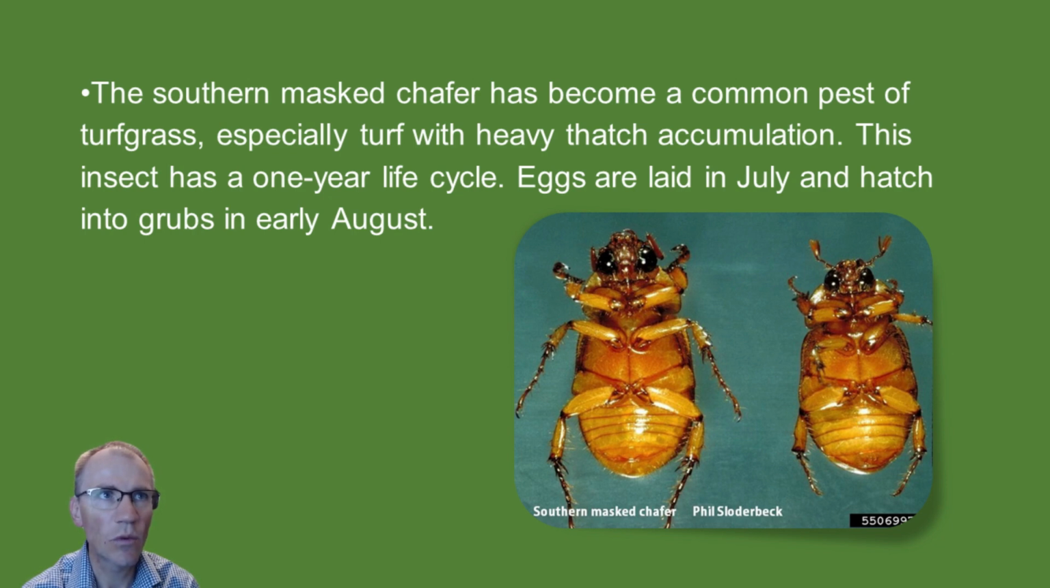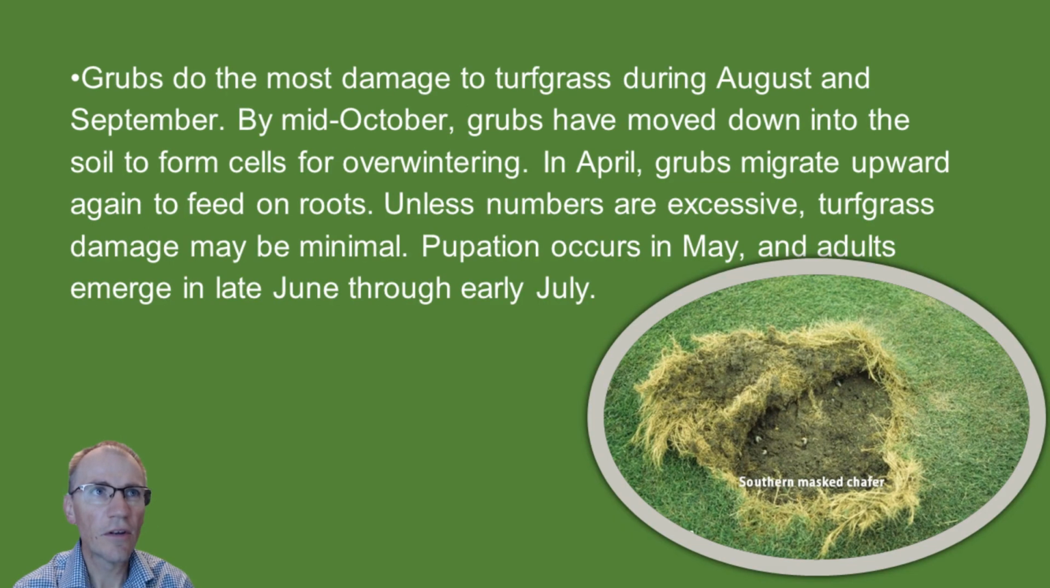This insect has a 1-year life cycle. Eggs are laid in July and hatch into grubs in early August. Grubs do the most damage to turfgrass during August and September. By mid-October, grubs have moved down into the soil to form cells for overwintering. In April, grubs migrate upward again to feed on roots. Unless numbers are excessive, turfgrass damage may be minimal. Pupation occurs in May, and adults emerge in late June through early July.